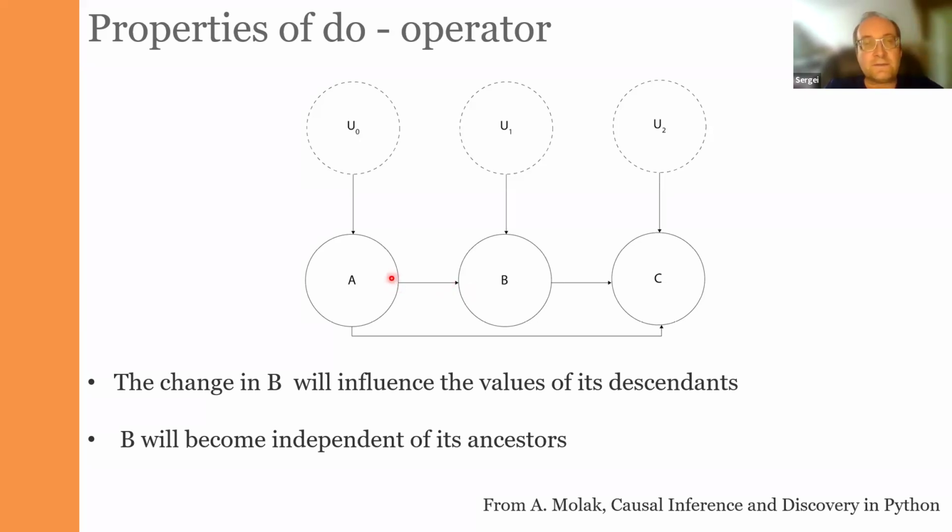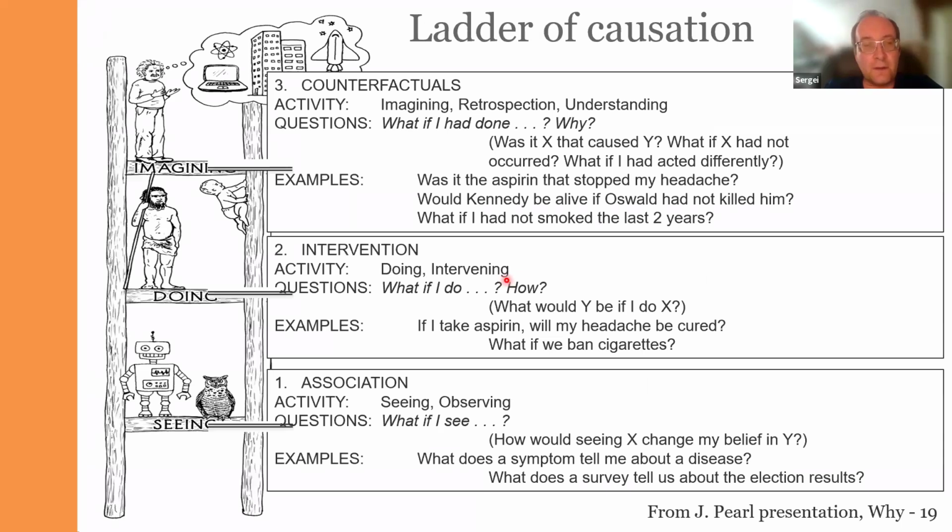But let's look at the basic property of the do operator. If I apply the do operator on B, it basically means that I break any connection between the A and B, or U1 and B, and I simply tune the B directly. So I make an experiment here. It is possible in some cases. It is obviously not possible in other cases.